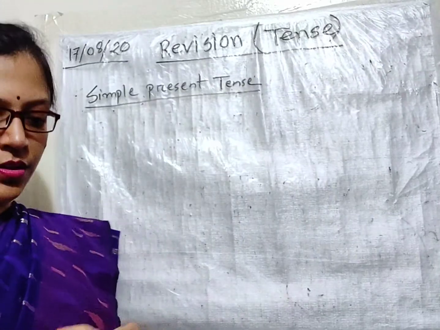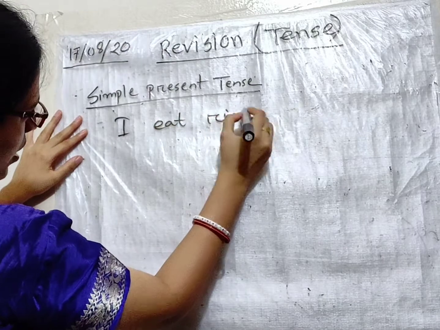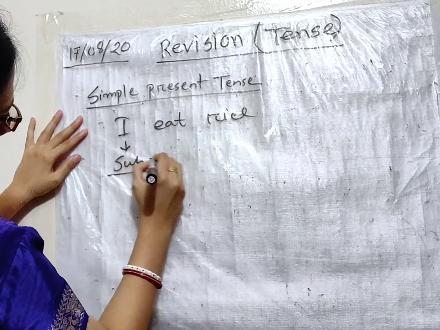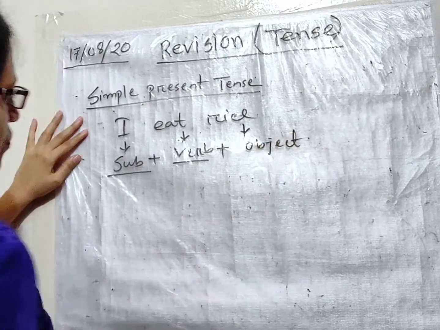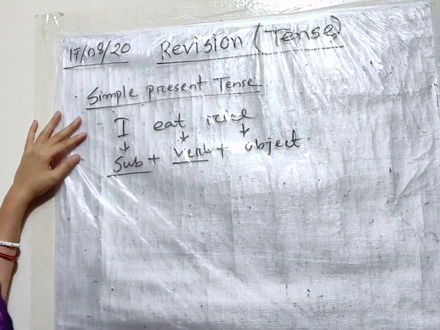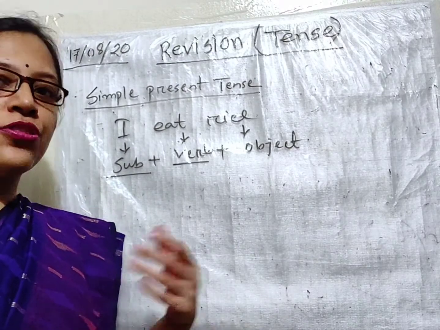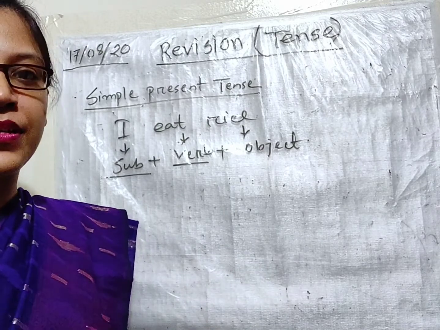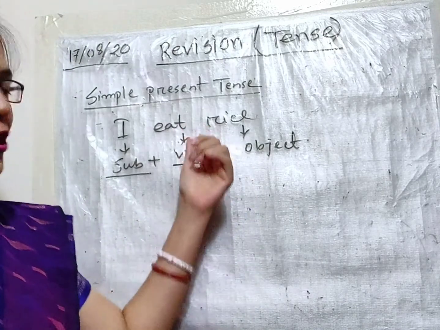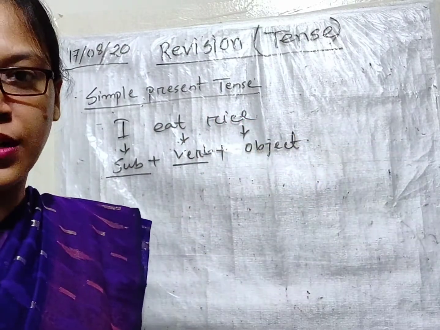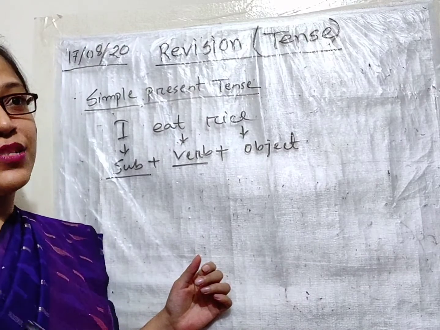So what is the structure of simple present tense? If the example is I eat rice, the structure is subject plus verb plus object, right? Who is the subject in a sentence? The person or thing that is doing the action in a sentence, he, she, or it, is the subject of that sentence. The action itself is the verb, and the rest of the sentence is the object.